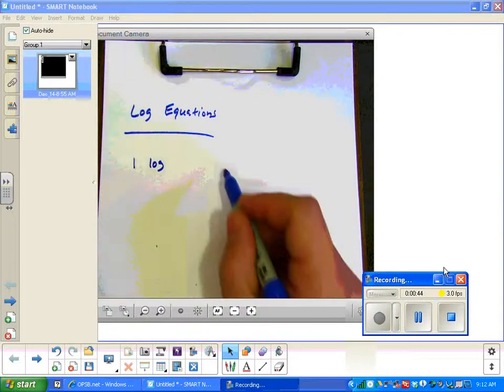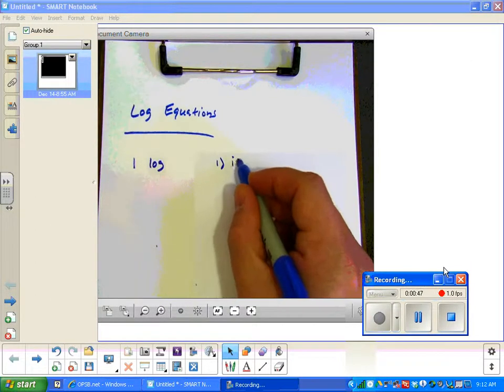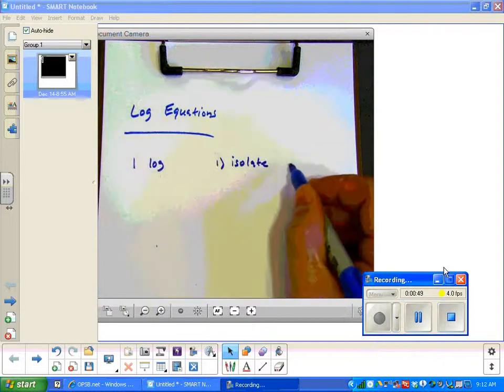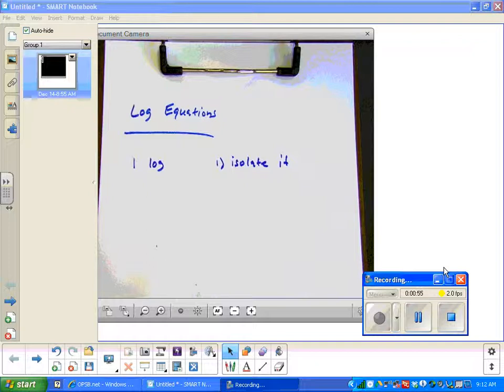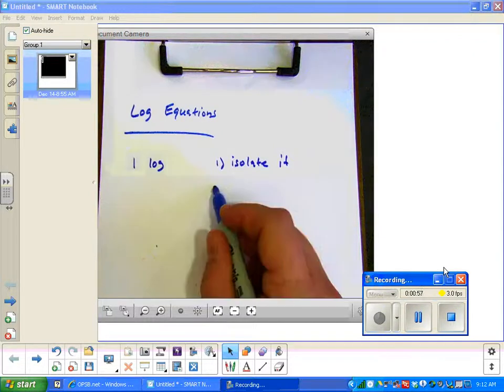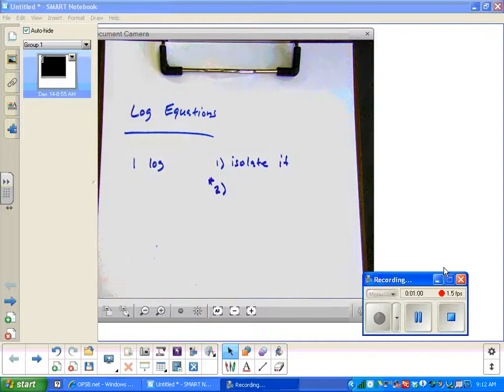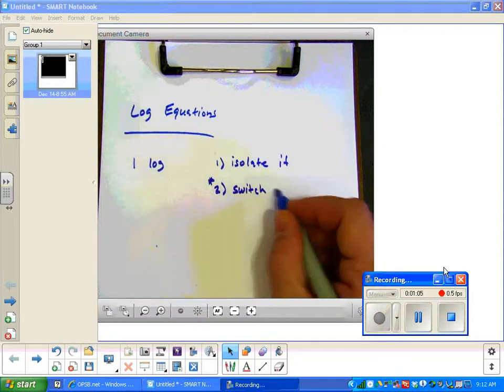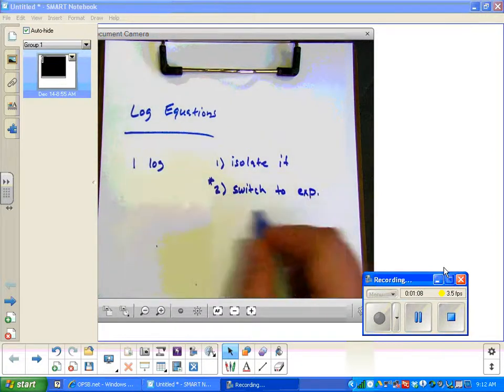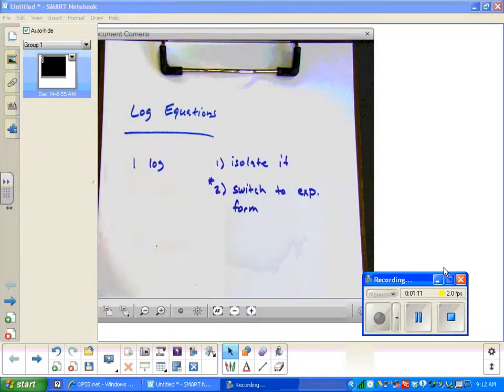If I have one logarithm, all I really have to do is a couple of things. You isolate it, and when I say it, I'm referring to the logarithm. And then here's probably the most important step: you switch it to exponential form. If we can't remember this step, or if you don't know what I'm talking about, then we're in trouble.